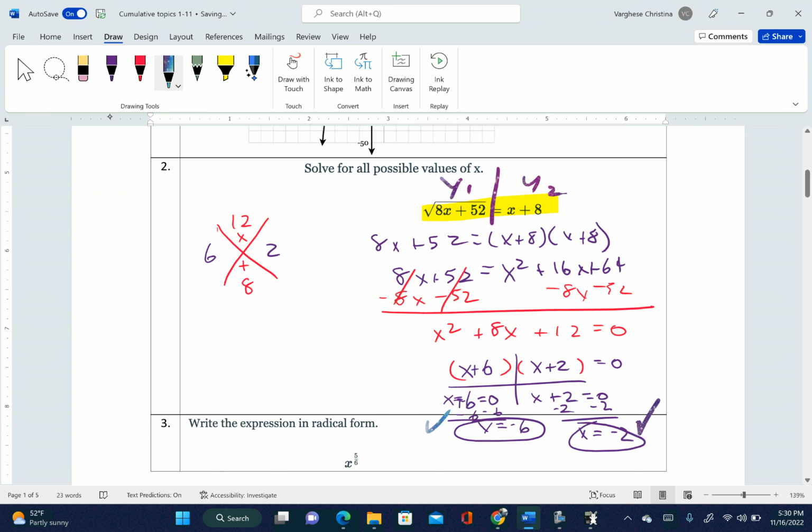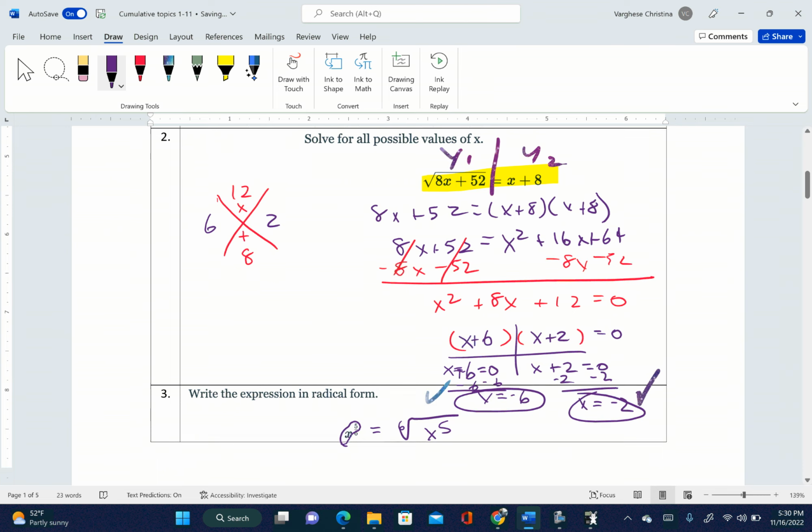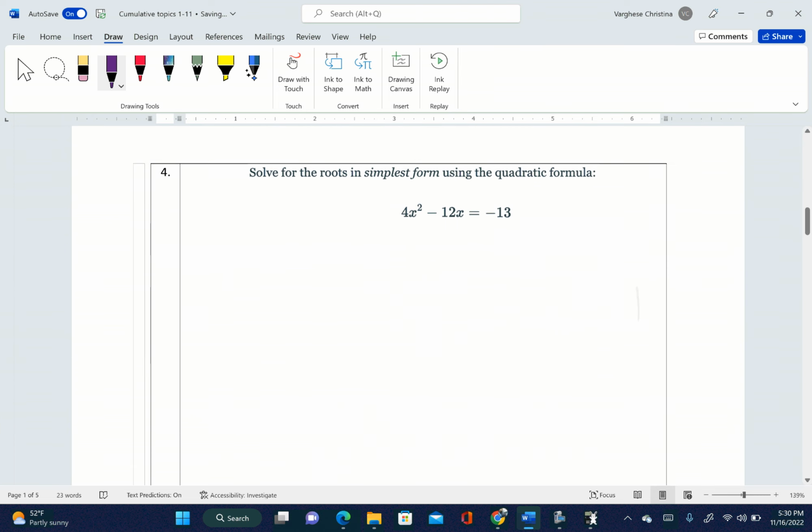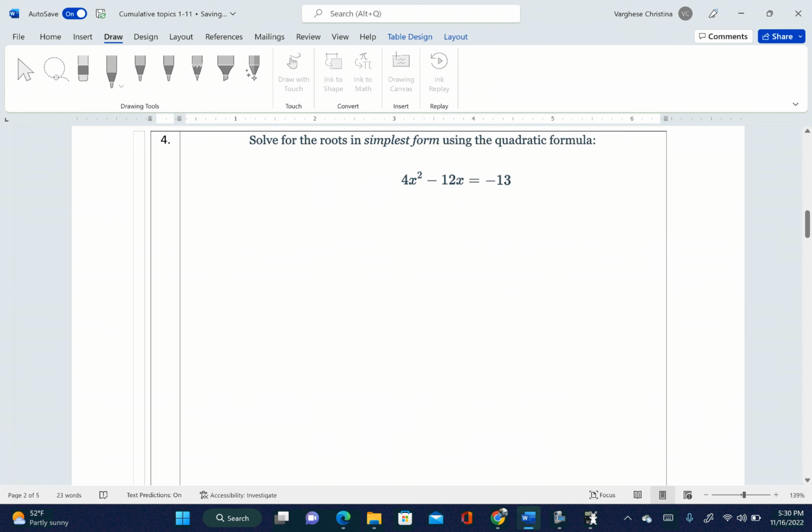Okay. Number 3, from what I saw, everybody got this correct. So this is going to be the root. The 6th root of x to the 5th power is going to be the answer, right? Arlen showed us a trick: x to the fifth, and then the 6 is at the bottom. Okay, all right. Question number 4. So this one right here, first step, the most common mistake is, let me pause this real quick.